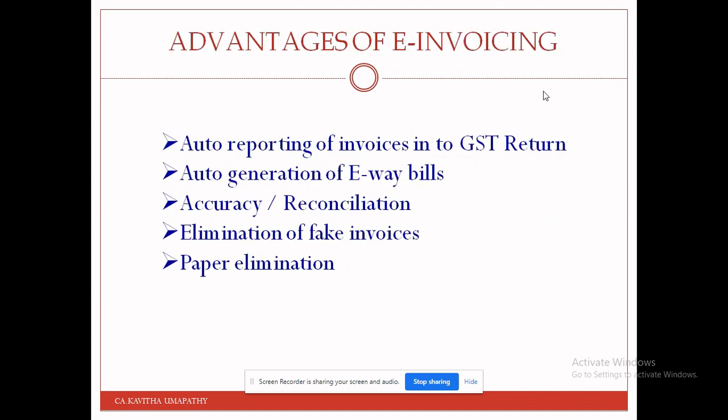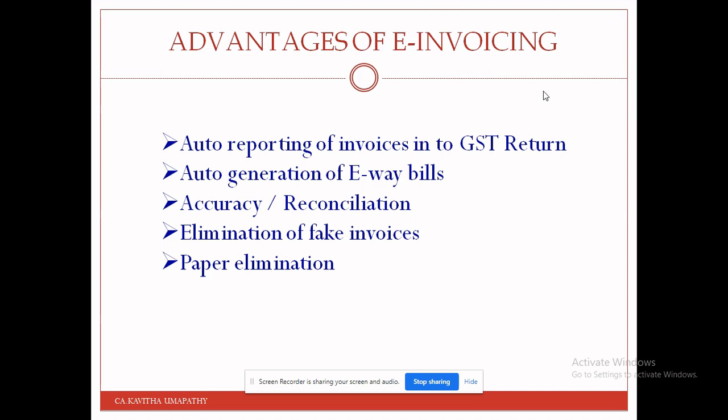Similarly, what are the advantages of e-invoicing? First, auto-reporting of invoices in the GST return. When I explained the process itself, I told you the invoices get uploaded automatically. So for GSTR1, you need not separately feed the details again. The e-way bill is also auto-generated easily because of this IRN number. The transactions are accurate and no reconciliation is required.